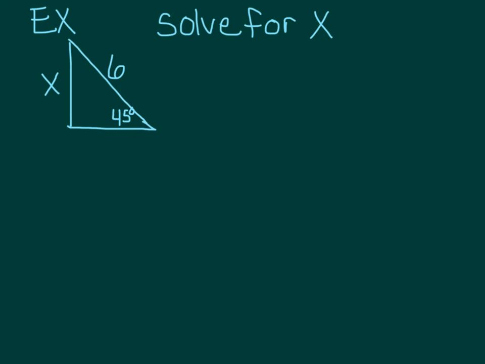All right, so here's a quick example. Here's a 45, 45, 90 triangle. Sorry, I didn't put my 90. And I just want you to solve for x. So now you only have one side. You can't do the Pythagorean theorem, but you can say, well, I know that sine of 45 is equal to root 2 over 2.